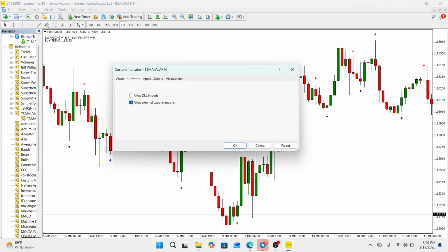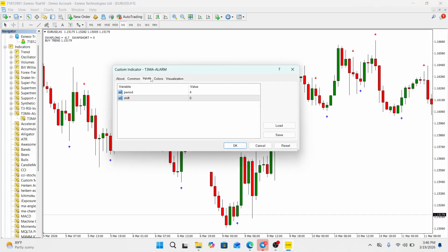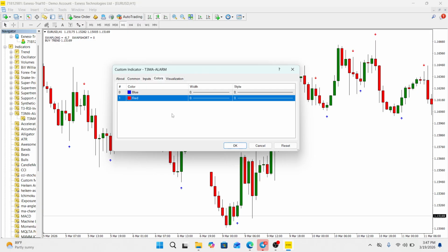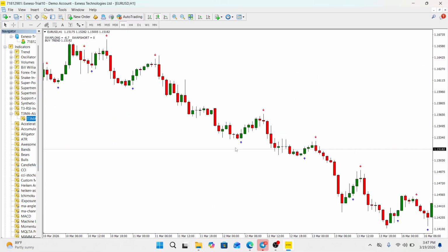As for the indicator settings, let's take a look at what we have. Alright, so the two configurable parameters we have here are the period and then the shift. We can also choose our preferred colors for the arrows displayed on the chart, so it fits in perfectly with our MT4 chart theme. So who is the indicator for?